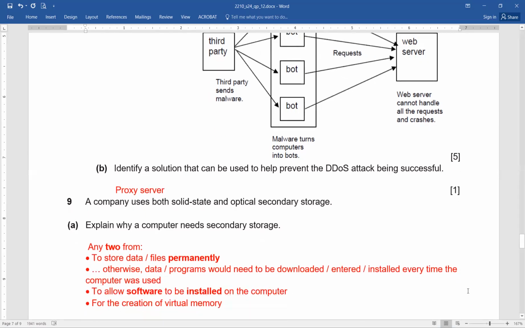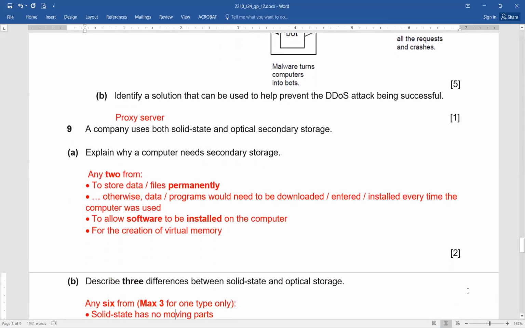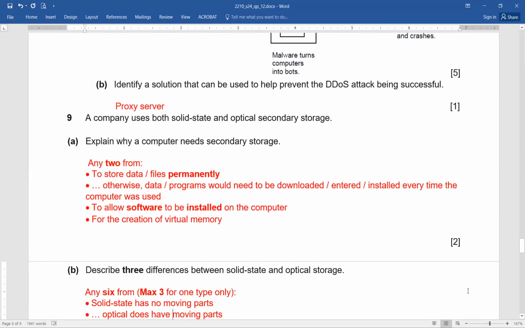Exactly. Or anyone can write down for the creation of virtual memory, and the student can write down to allow software to be installed on the computer. So there are different answers which are expected from the students, but the main thing is you are supposed to write down to store the files or the data permanently. If you're not storing it permanently, then every time you turn on the PC, you have to save your work from scratch. That is why it is suggested to use your secondary storage. But we're asking for examples of secondary storage, if you can recall.